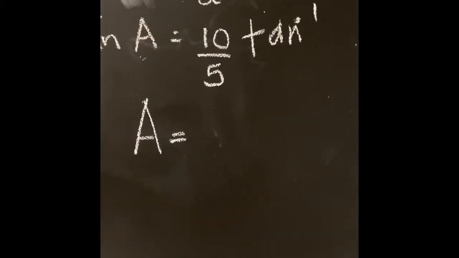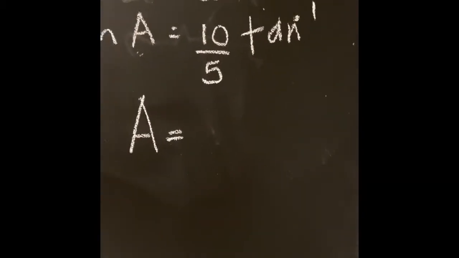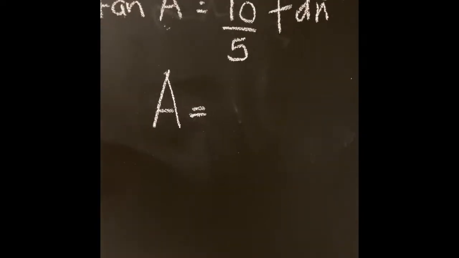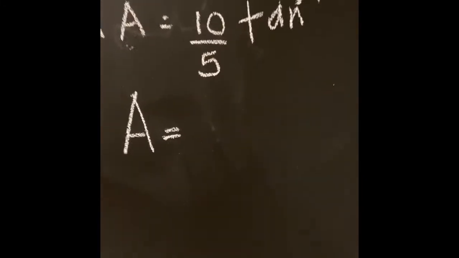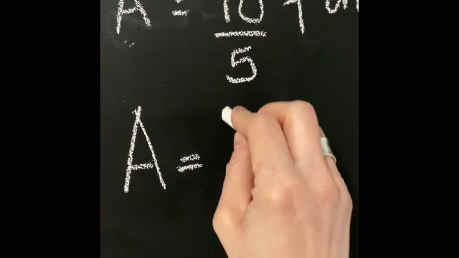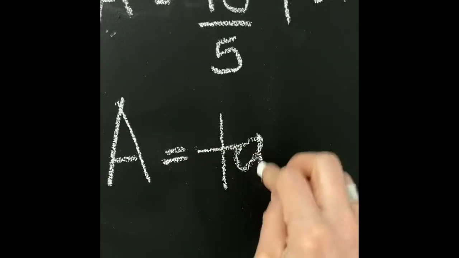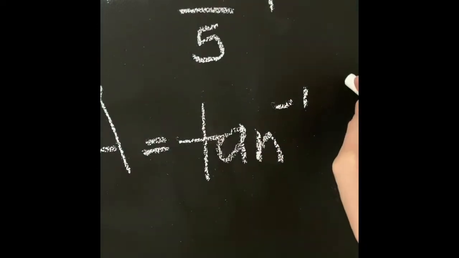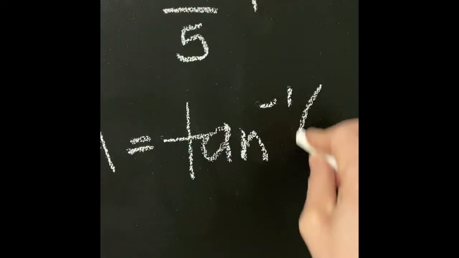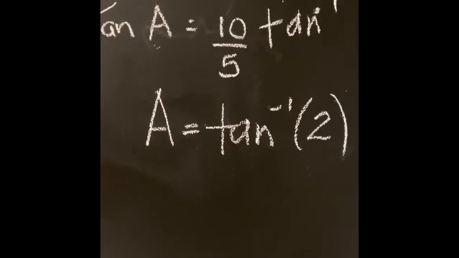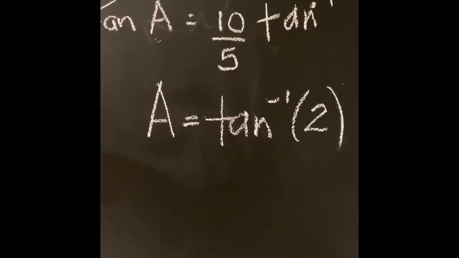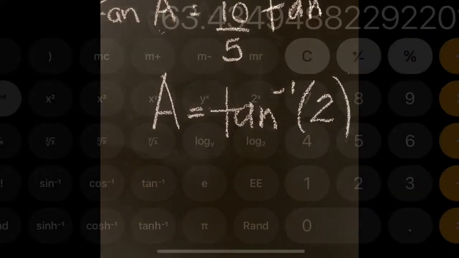And depending on your calculator, you might need to do 10 divided by 5 and then tan inverse, or you might need to do tan inverse and then 10 divided by 5. So I'm going to, with my calculator, find out what tan inverse is. 10 divided by 5 is 2. What is tan inverse of 2? And I'm going to show you how to do that on a cell phone because I'm sure most of you are using a cell phone at home rather than a calculator.